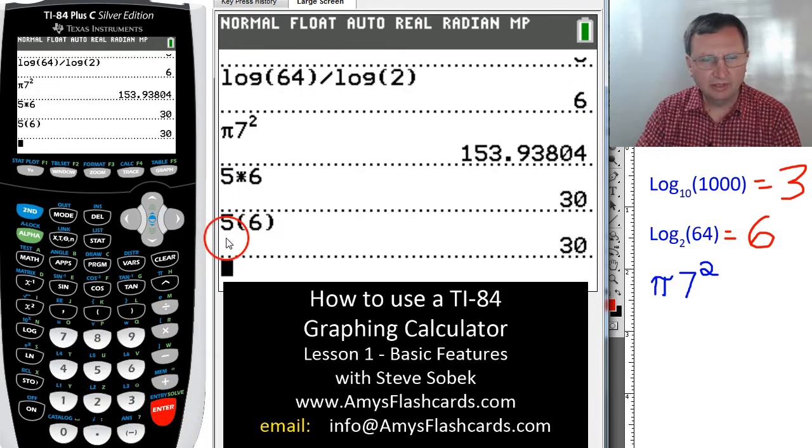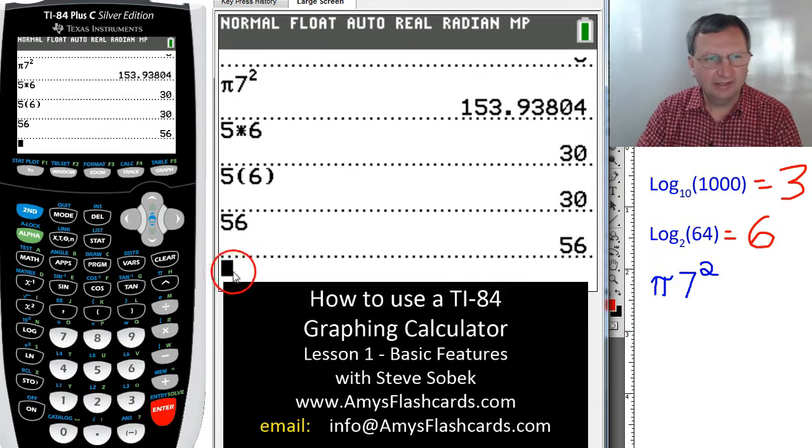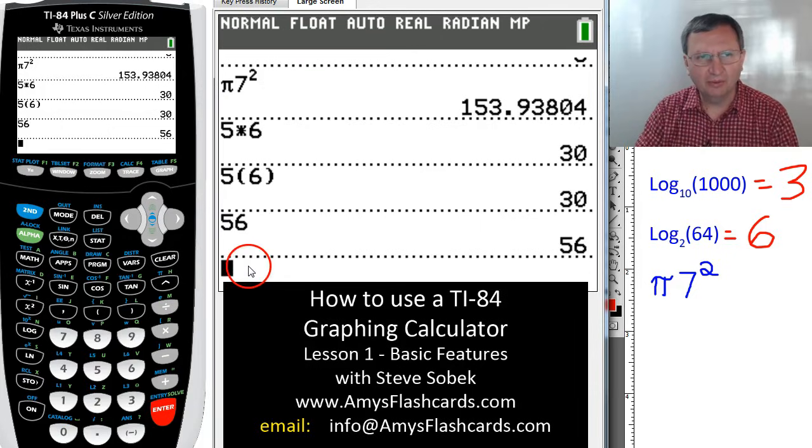Likewise, if you put parentheses around the 5 or parentheses around both of them. But of course, if you put a 5 and a 6 beside each other, that's not interpreted as 5 times 6. That's the number 56. If you had a 5x, a variable, or 5 pi, a constant, then implicit multiplication would be in force. All right, let's move on.